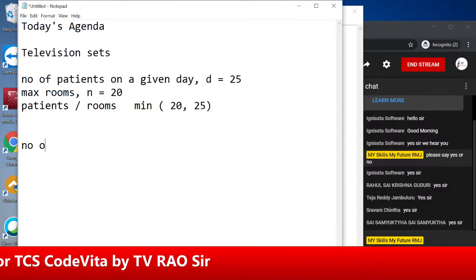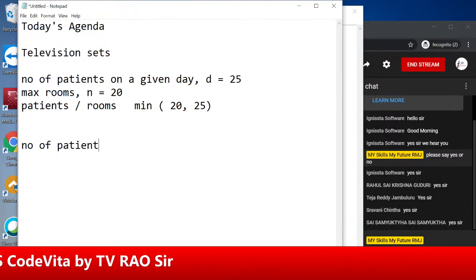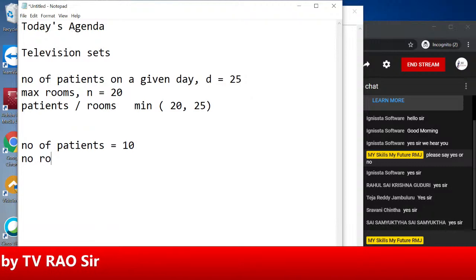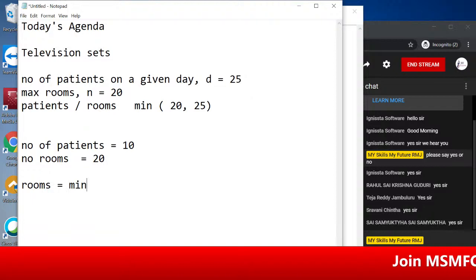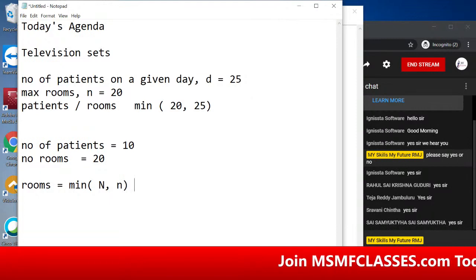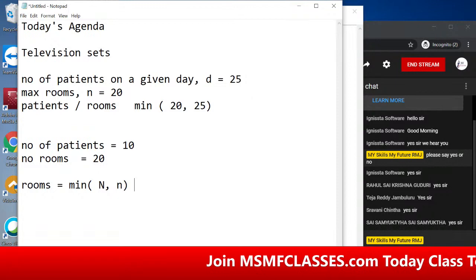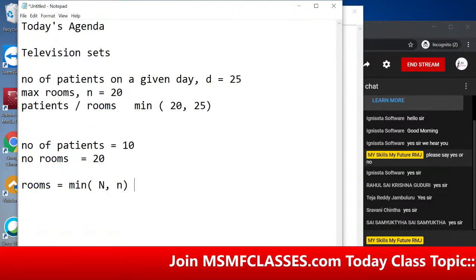Second example. Number of patients are 10. Number of rooms are 20. Now how many rooms are occupied? Minimum of number of patients and number of rooms. Is this clear? Is this clear? Say other than Samyukta, nobody is responding.